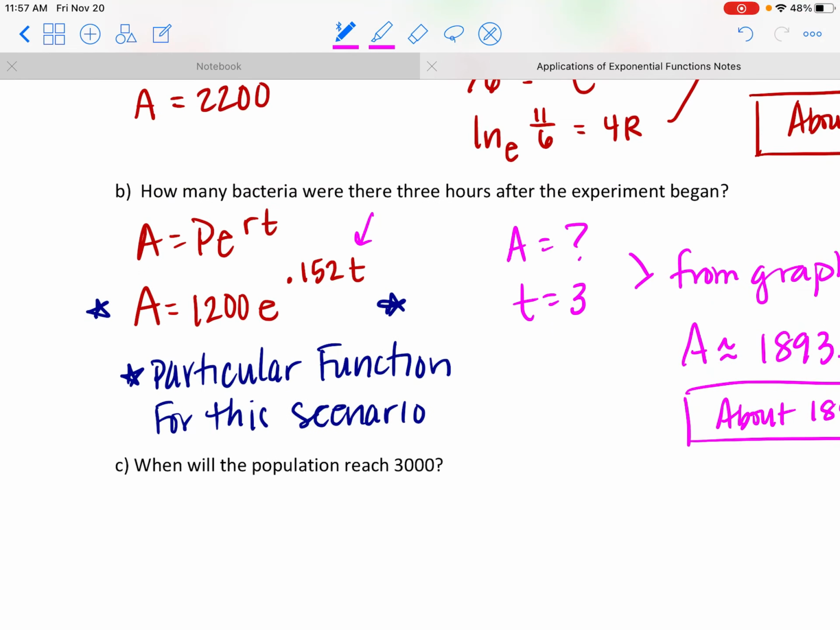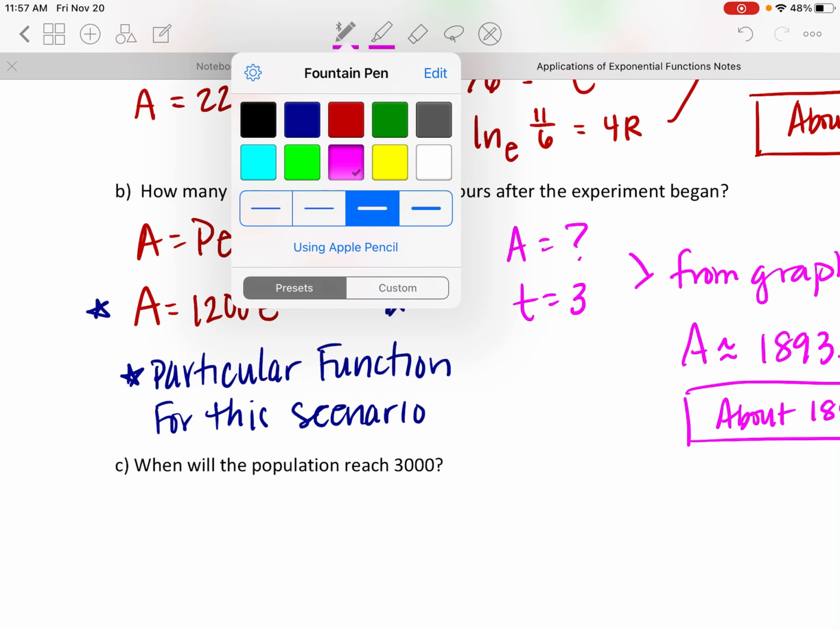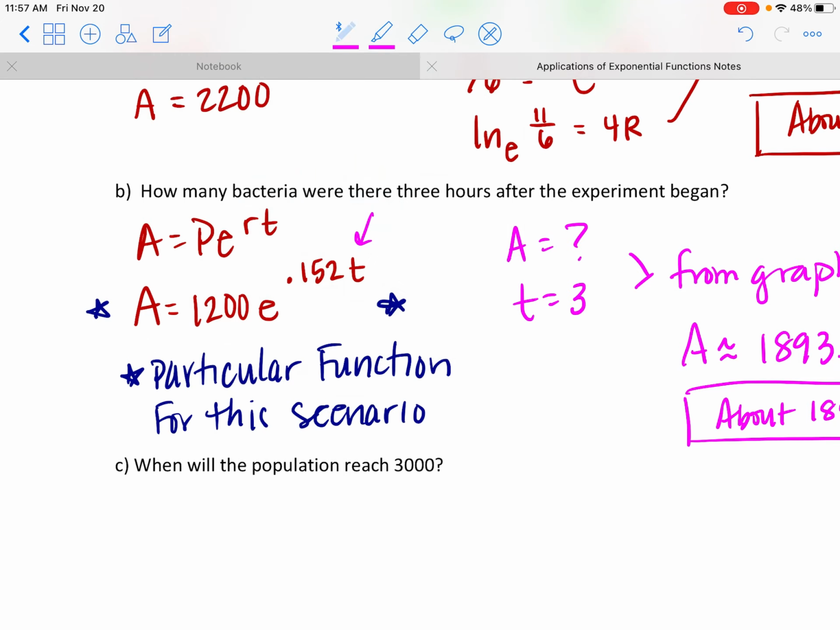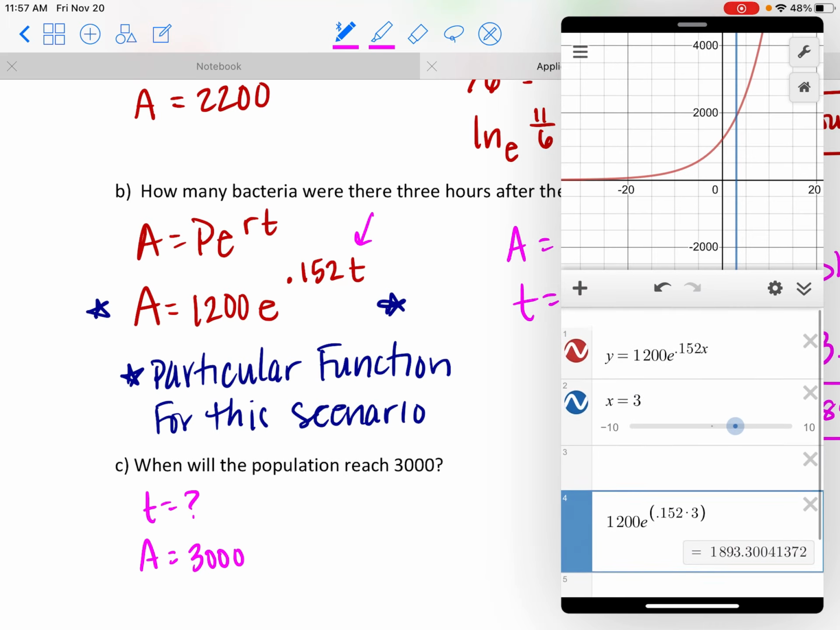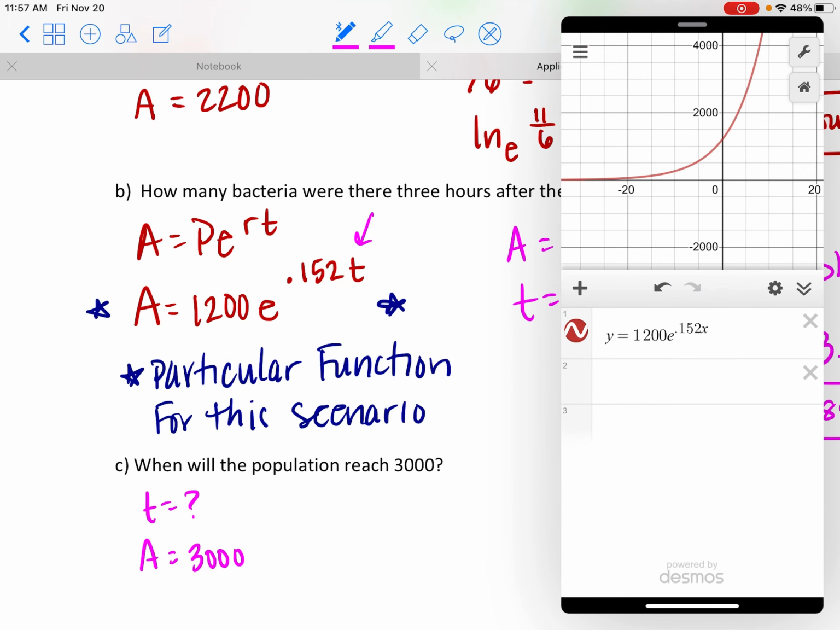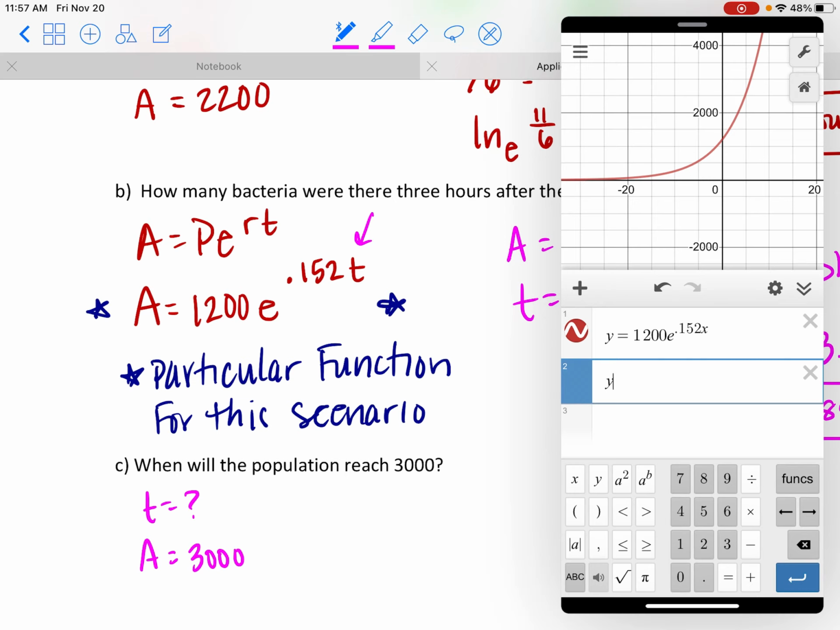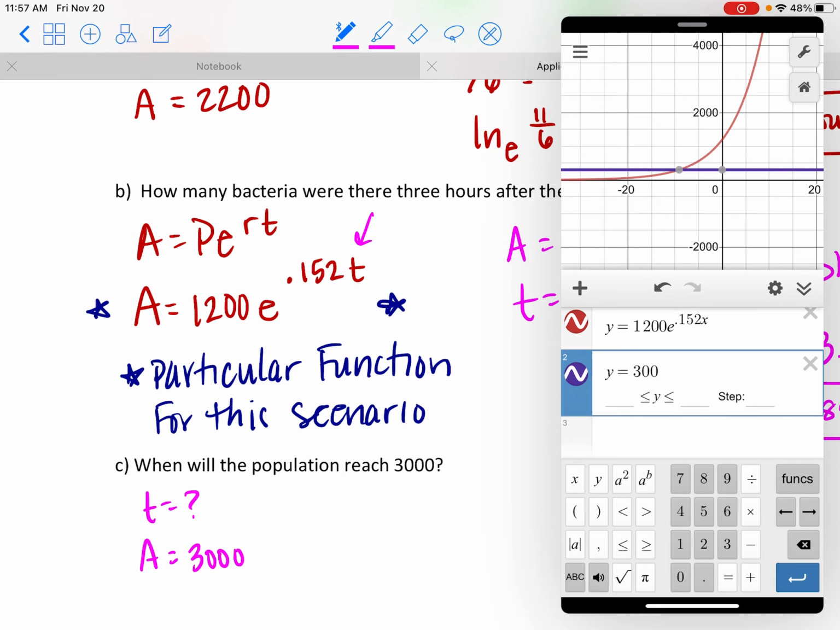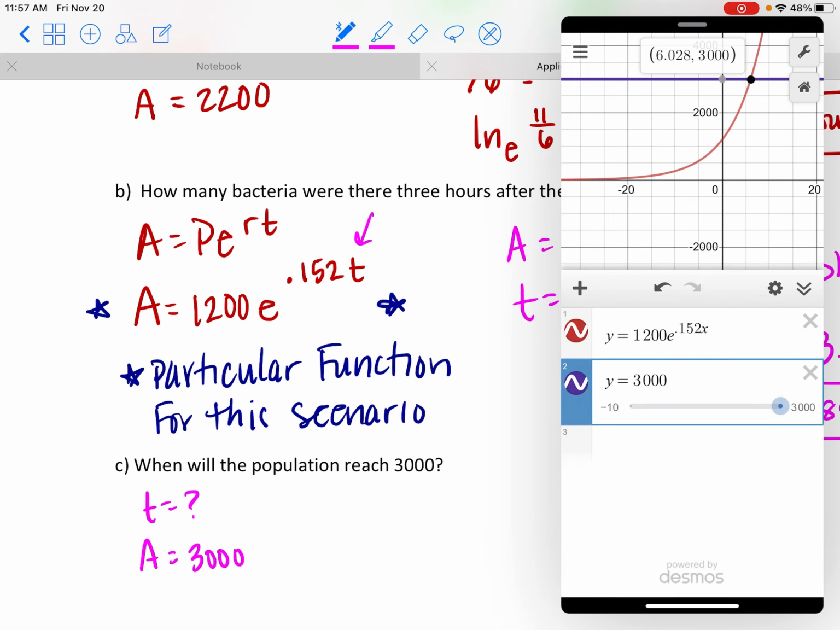Last one. It says, when is the population going to reach 3,000? So this time we're looking for t, and we know the final population is going to be 3,000. So again, I have two ways I could do that. I could plug 3,000 in for a into my particular function and then solve for t, or I can just use the graph since it's already here. Now if I want to put in y equals 3,000, then it crosses my graph there. I can see that when a is 3,000, t is going to have to be 6.082.